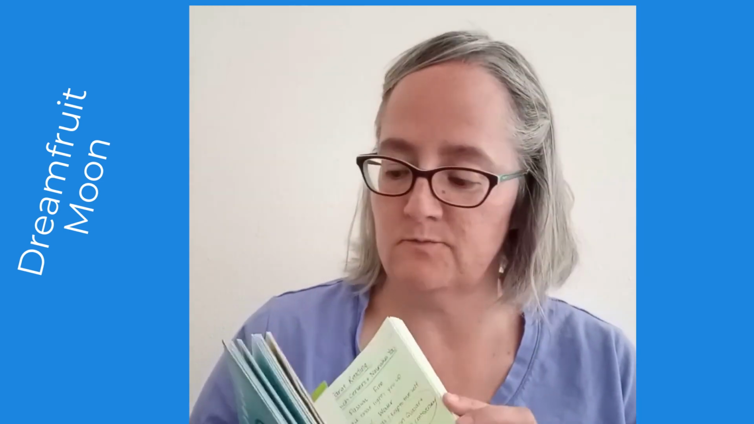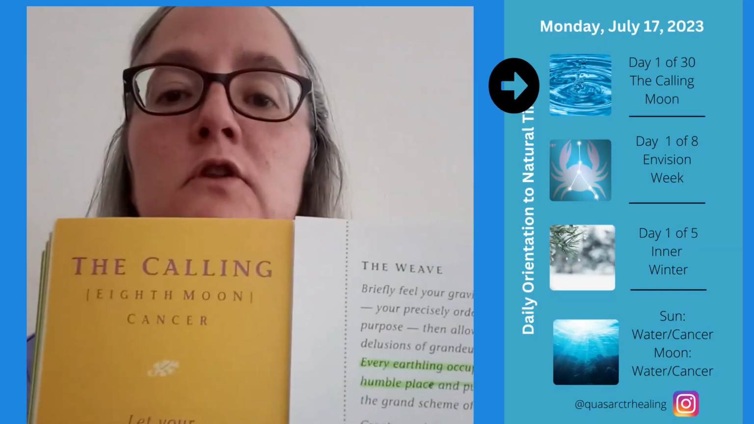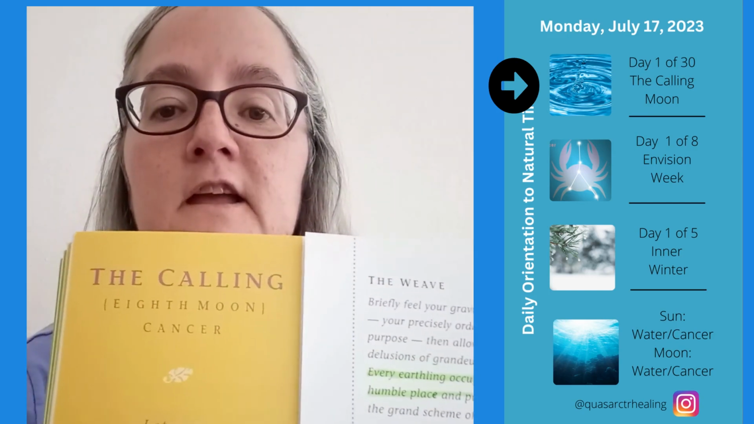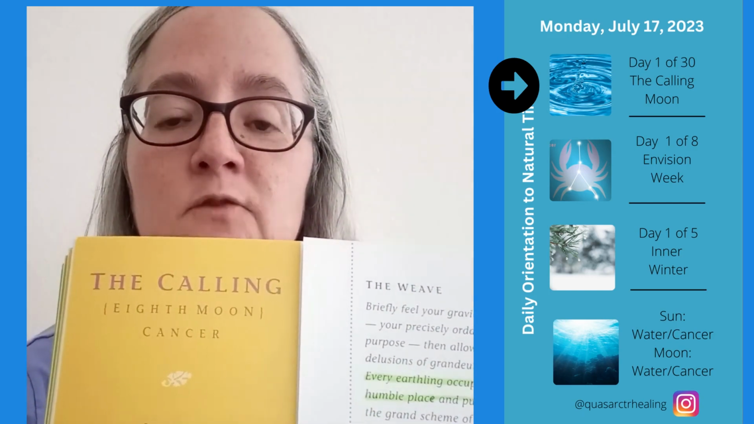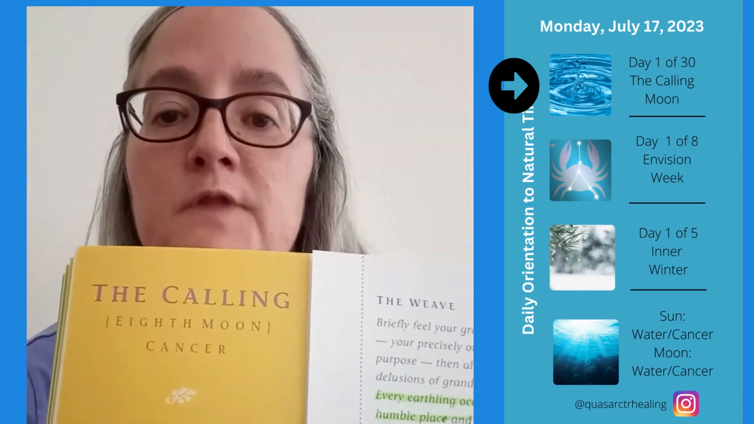The first is the moon, and that is based on the Dreamfruit journal that Elizabeth Russell creates every year. And she has a new moon corresponding to the new moon. So right now, as I'm recording this, it's July 17th, and so we are in the calling moon. So when you look at the first thing that I say, it's going to be which moon we're in and what day of the moon that we're in.